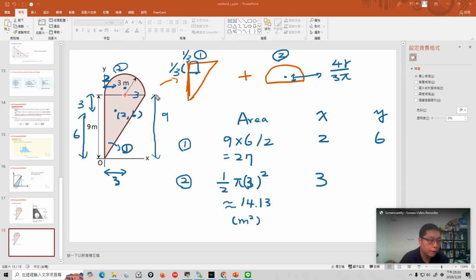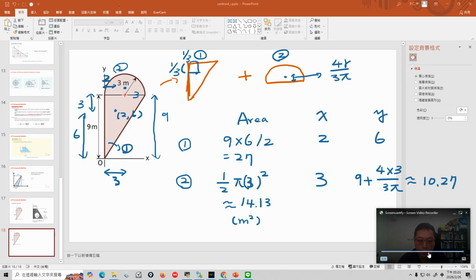To the 9, we have to add the distance here, which is 4r/3π. So it's 9 plus 4r/3π. R is the radius, so it's 4 times 3 divided by 3π. What's the value of this? Let me check. It's maybe 10.27.